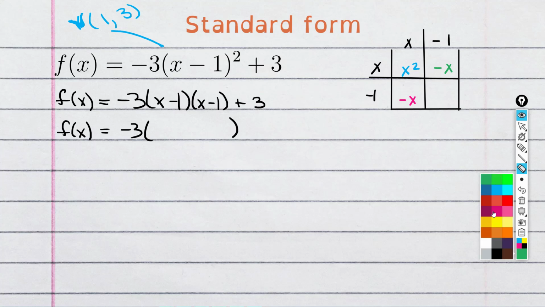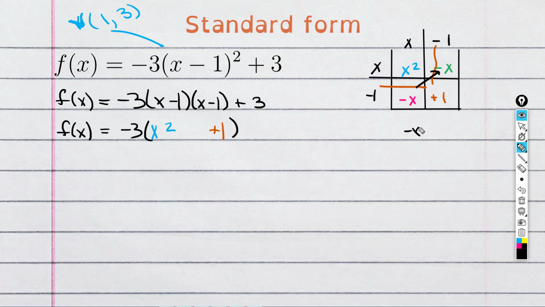And then the last one we have to find is -1 times -1, which is a +1. So that +1 gets written down. The x squared gets written down. And what we have in the middle is what happens when you combine these two terms. So negative x minus x gives us negative 2x. And that +3 just gets written down.